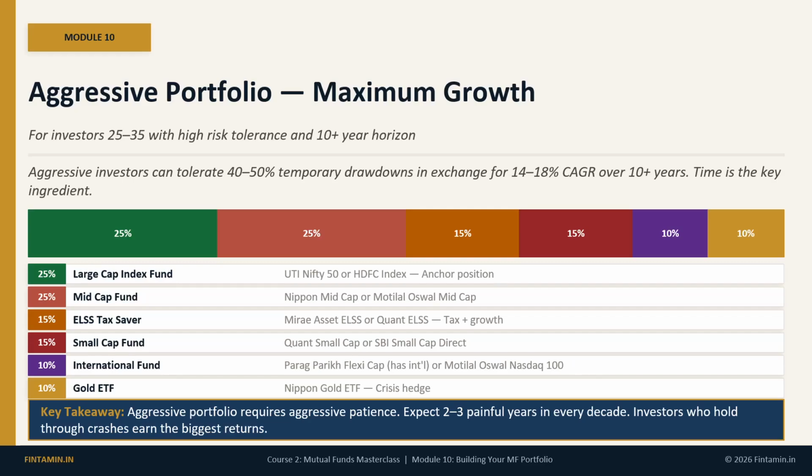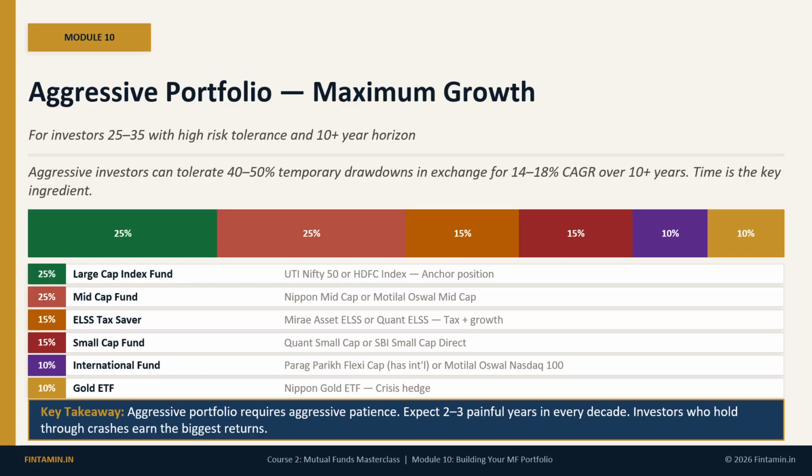For aggressive users, typically aged 25 to 35 with high risk tolerance and a 10 plus year horizon, here is a model portfolio. 25% in Nifty 50 index fund, your anchor. 25% in mid-cap fund, growth. 15% in small-cap fund, high-octane growth. 10% in international gold ETF, crisis hedge.